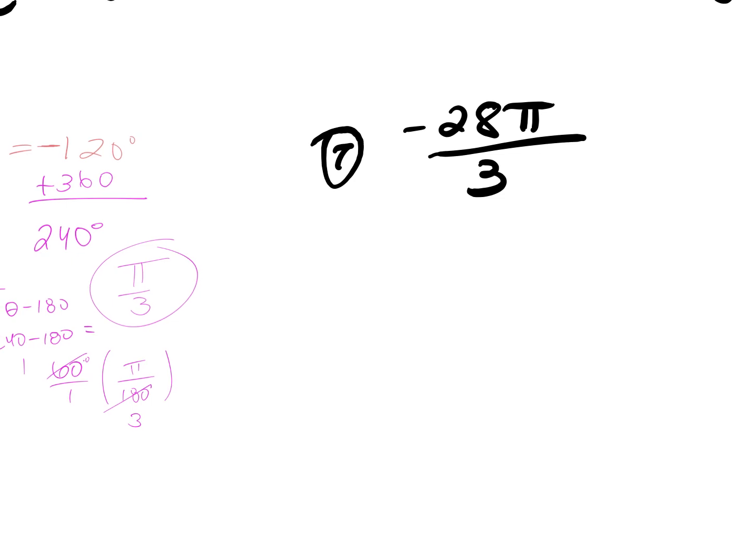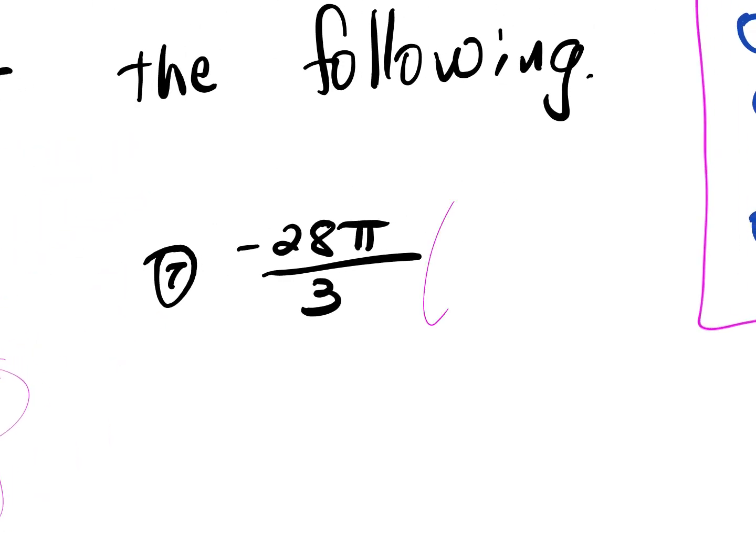All right, let's look at number 7. Again, we're in radians. Let's go to degrees. So I have pi on the bottom, 180 on the top. What happens to my pi? Cancels. 3 goes into 3 once. 3 goes into 180, 60. So you have negative, remember, negative 28 times 60. I have negative 1,680 degrees.